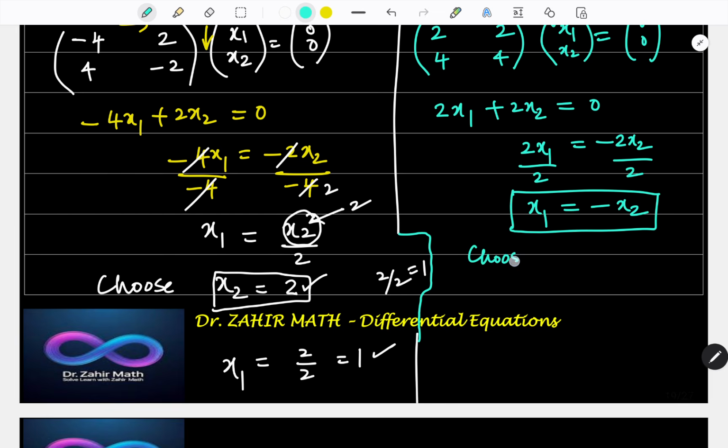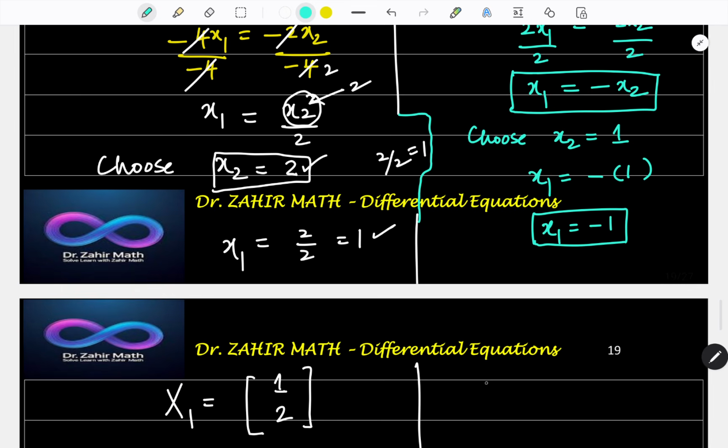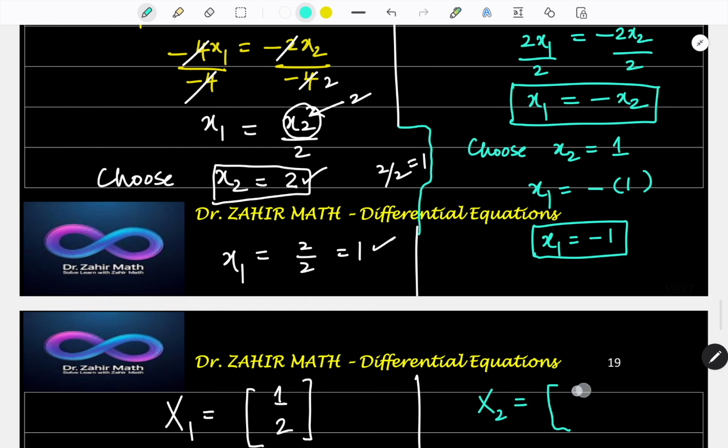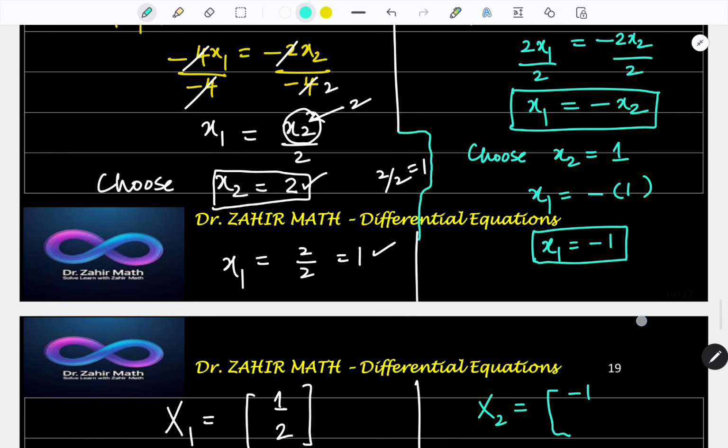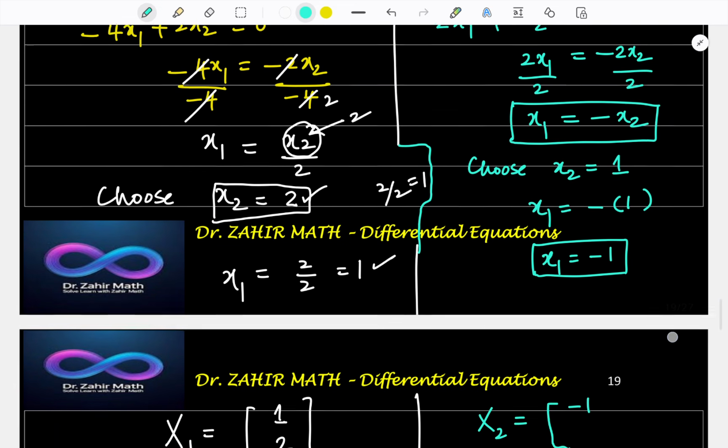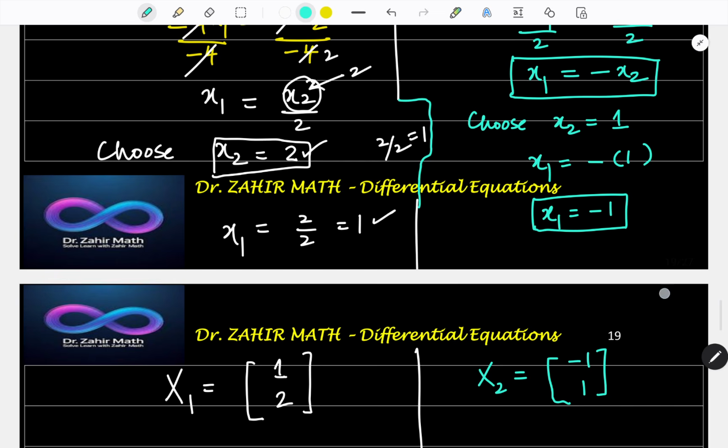Choose easy value. x2 is equal to 1. If I choose x2 is equal to 1, x1 equals what? Minus 1. So x1 is equal to minus 1. Okay, don't confuse. So what will be my column vector x2? Sorry, choose x2 is equal to 1 and x1 is minus 1.